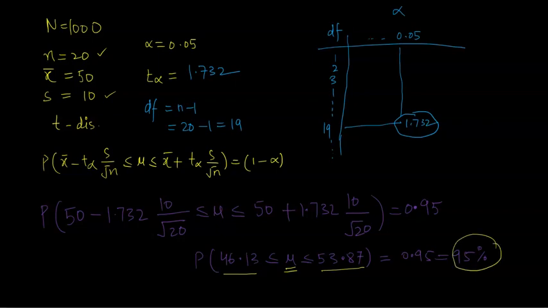Or you can say that if I pick up a small sample, then 95% of the samples are going to represent the population mean. Or one other way to say it is, if I randomly pick up a student from a small sample, then there's a 95% chance that his marks are going to be between 46.13 and 53.87. So that's how you create a confidence interval using a t-distribution and a z-distribution. In the next lecture, I'll be talking about Excel solutions to this. Thank you.